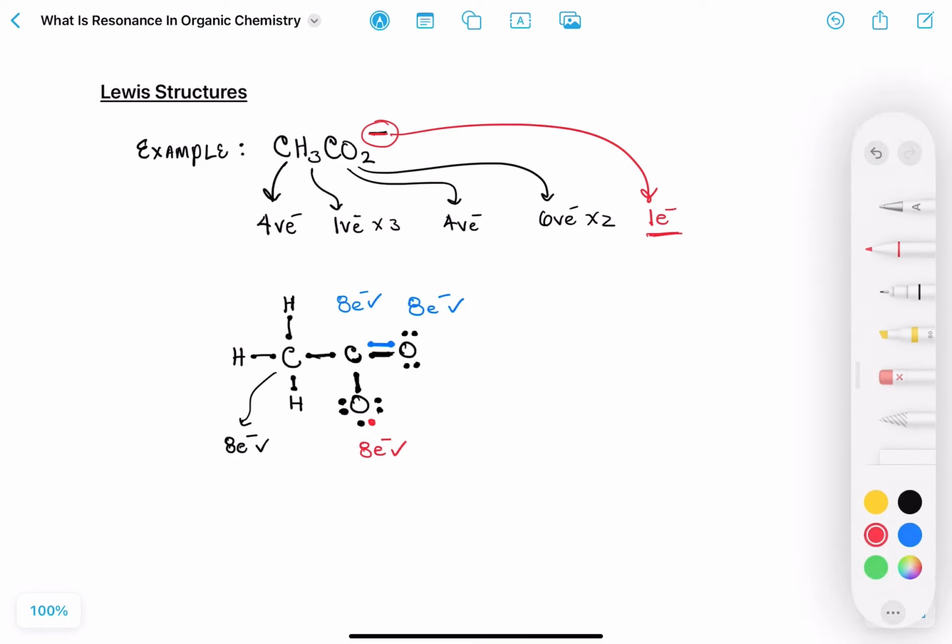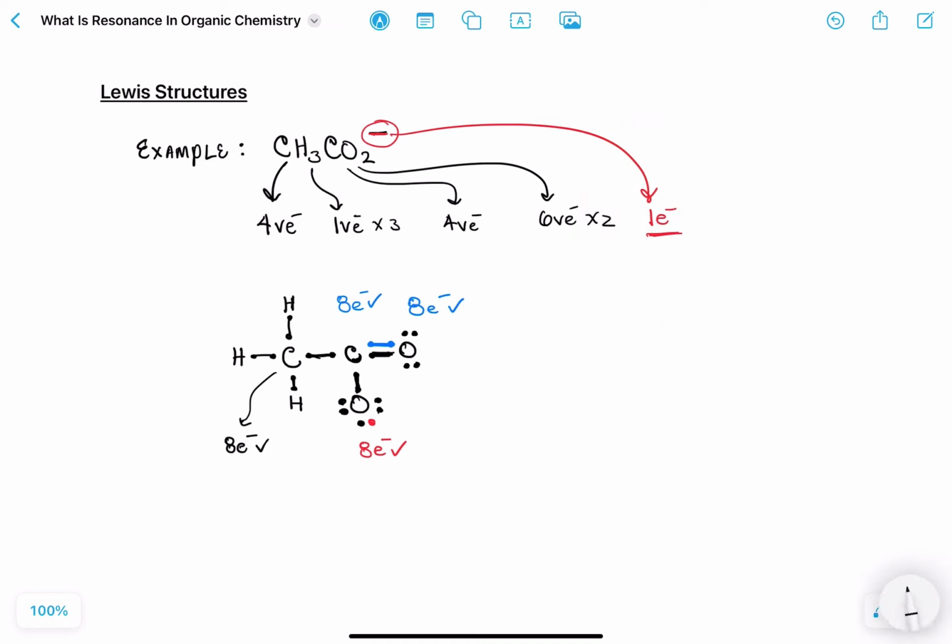Now the question arises, is there an additional valid Lewis structure? And the answer is yes, there is.